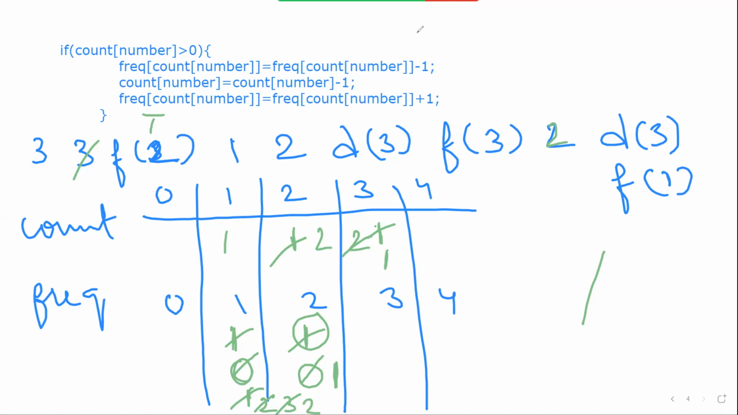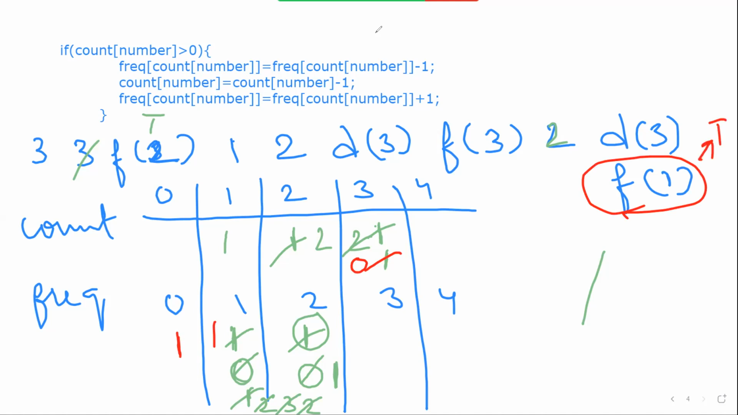So first we will see count of number. Count of 3 is greater than 0. Yes, 1. So we go to the frequency table and decrement the count. Now count will become 1. Okay. Now we are decrementing the count, it will become 0, and now we are incrementing the frequency table. This is what is happening. Now, do we have any element with frequency 1? By looking at it, you can say yes, we have one element.